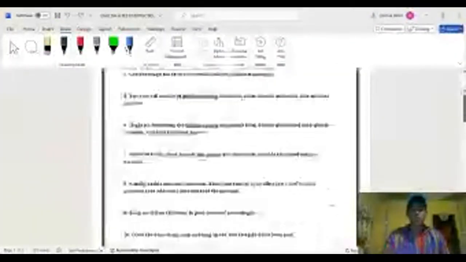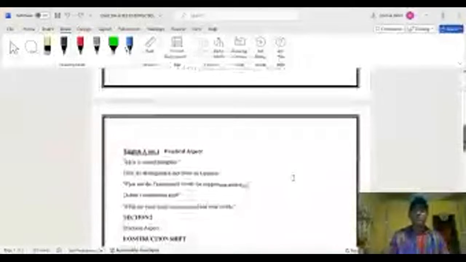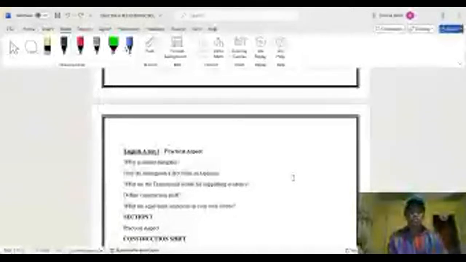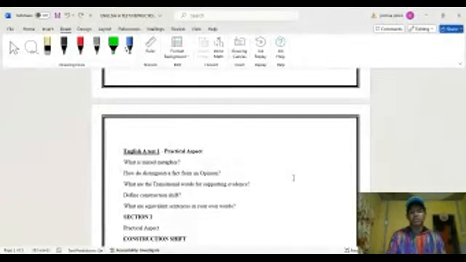Let's begin this class. This test is divided into two segments. Segment number one will be the practical aspect, and segment number two will be the application aspect. Before going to the application aspect, you need to understand the practical aspect.